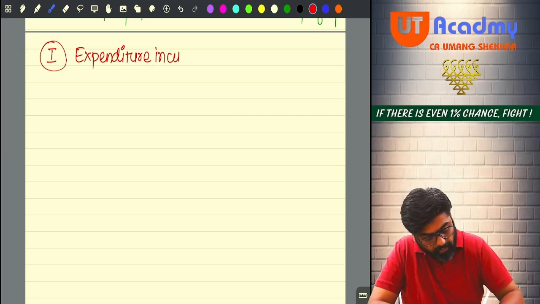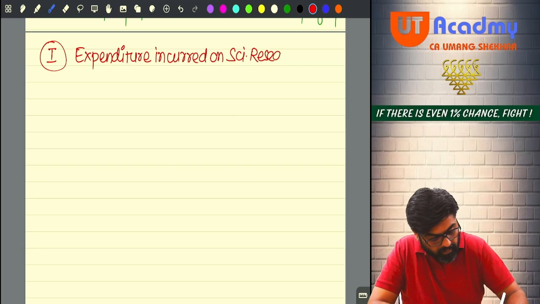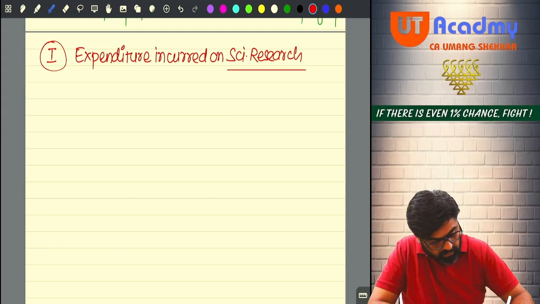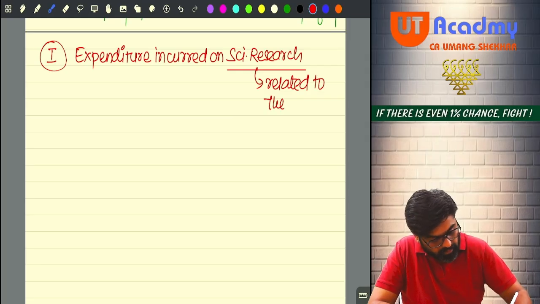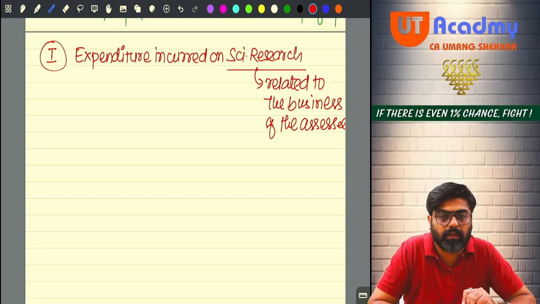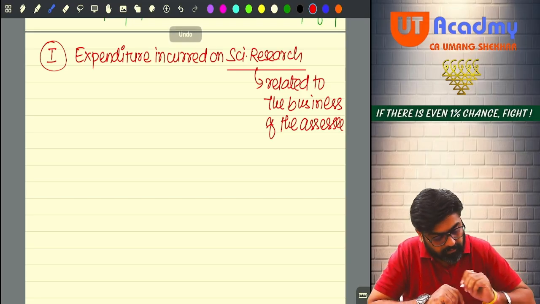Expenditure incurred on scientific research. So this scientific research must be related to the business of the assessee. So, scientific research which is related to the business of the assessee.